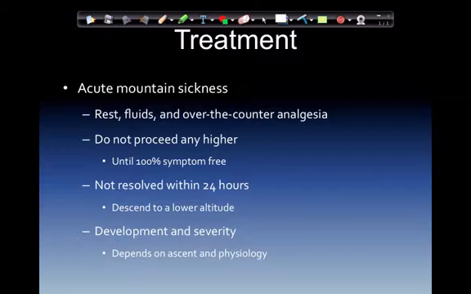Do not proceed any higher until 100% symptom-free. If not resolved within 24 hours, descend to a lower altitude. Development and severity depends on the ascent and the physiology that's at play.